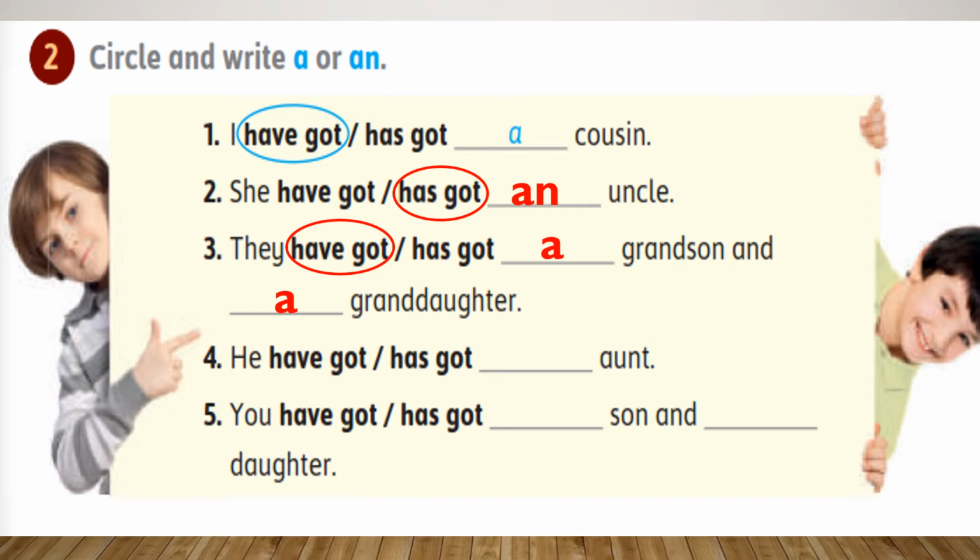Yes, he has got an aunt. Very good. He has, she has, it has, and here aunt starts with a, which is a vowel, so we say an. Again, can anyone remind me of the 5 vowels in English language?